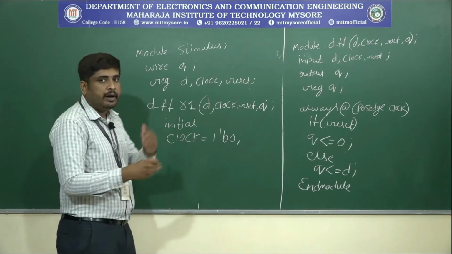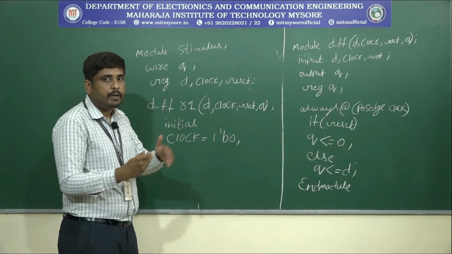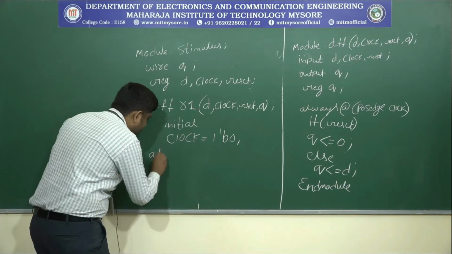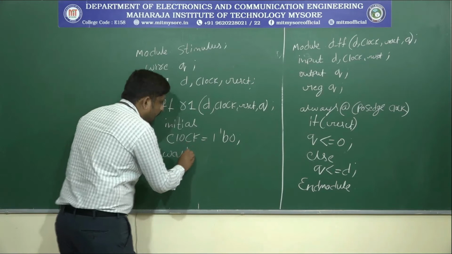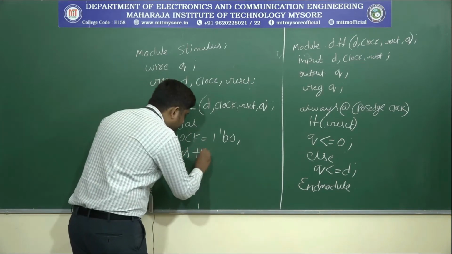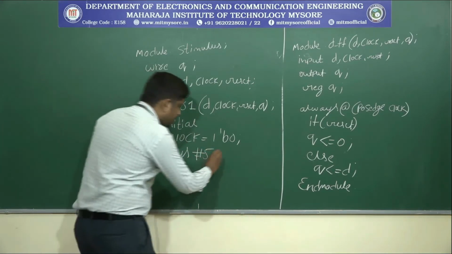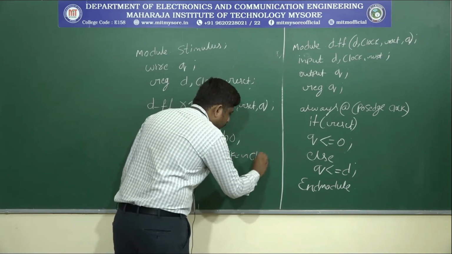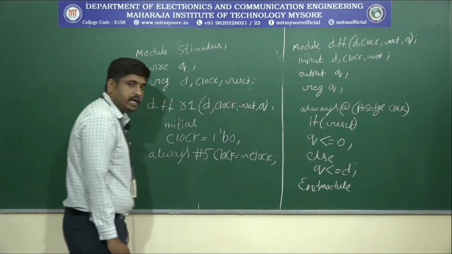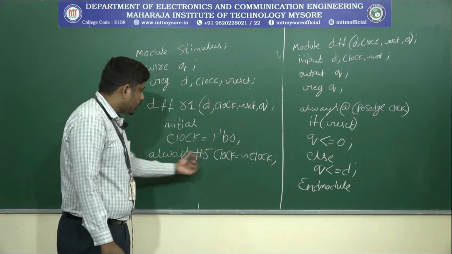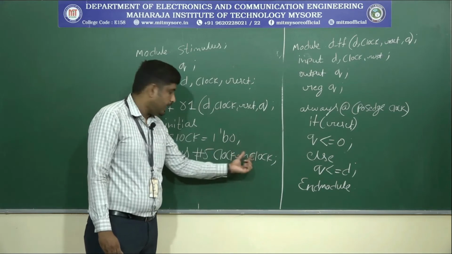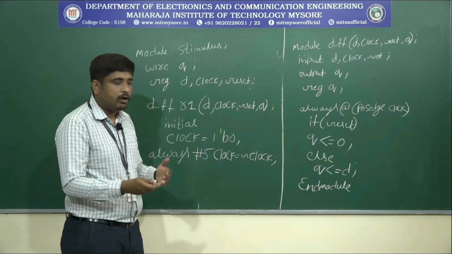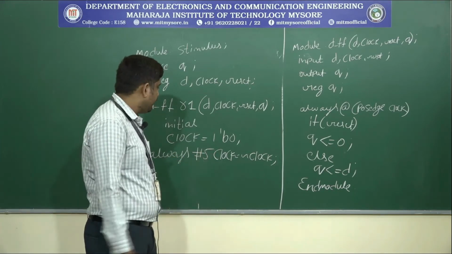So the clock should change continuously. Why? Because it works only on the negative edge of the clock. So here we are using the keyword always, #5 clock is equal to not of the clock. So it means the clock toggles every 5 nanoseconds. Every 5 nanoseconds the clock continuously toggles.